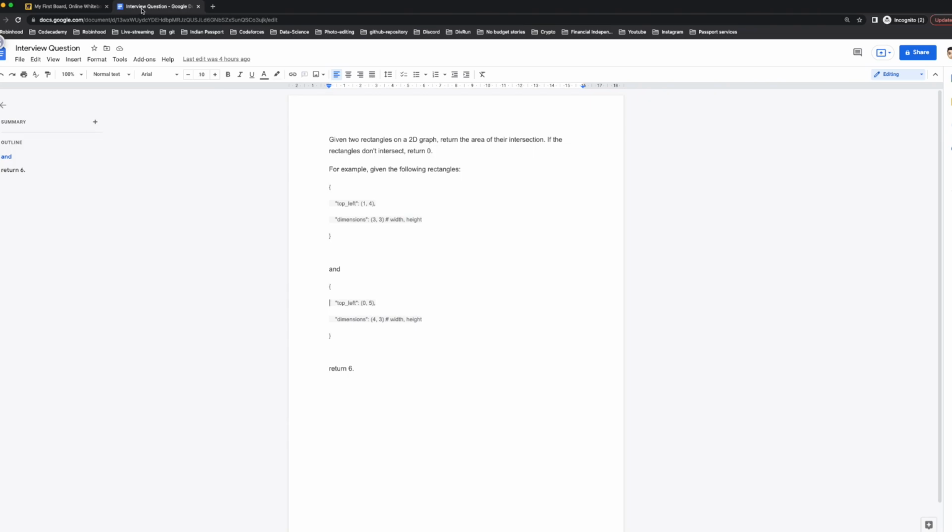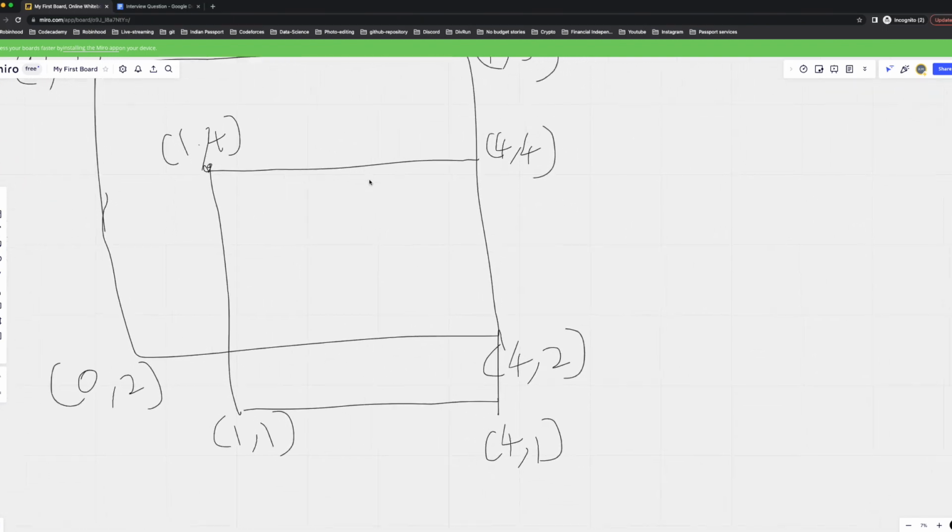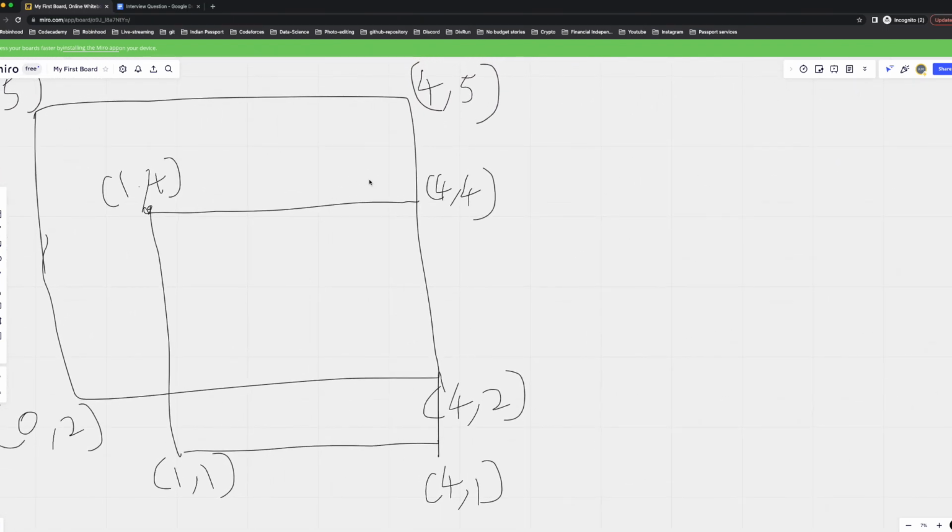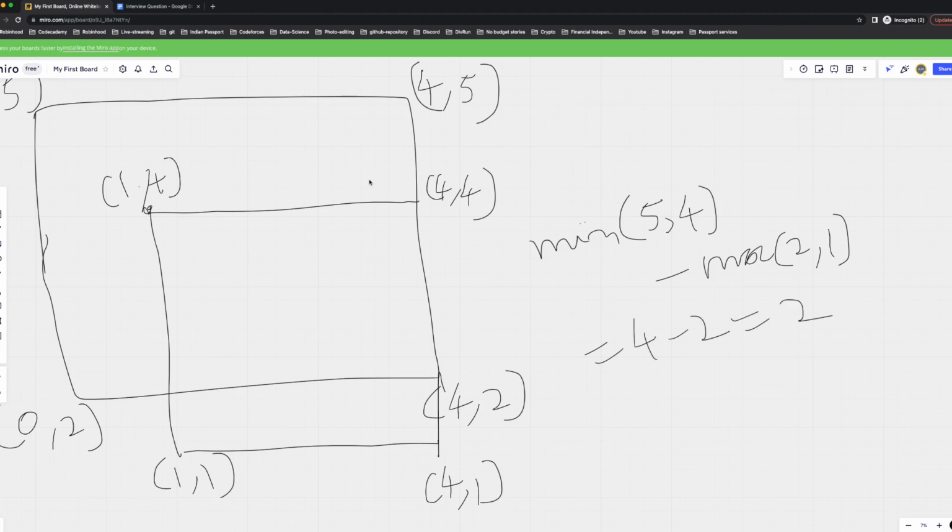Now, as per our formula, for the y, we had the minimum of y1, y2, right? So which is the minimum of y2, y1, which is 5,4. Minus the max of y3, y4, which is going to be our 2,1. So it's 4 minus 2, which is going to be 2. So 2 is our height, right?